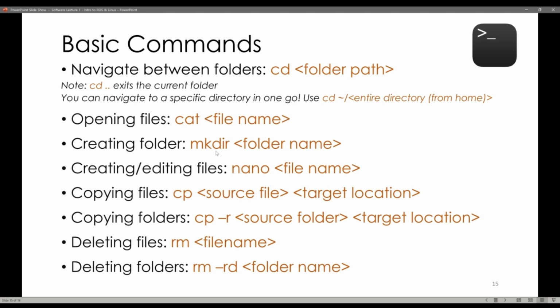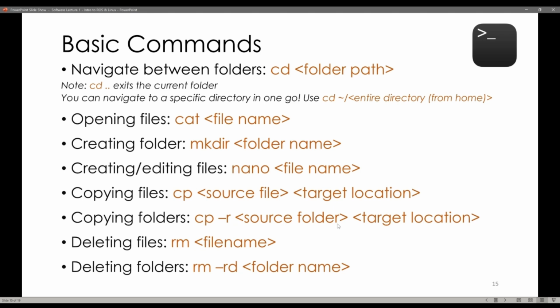You can create a folder using make directory, or mkdir. You can use nano, as we saw, to create and edit files. You can copy files using cp. So then you specify what your source file is, and then you specify the location that you want to copy the file to. You can also move files. So mv, I think we covered that in the example. You can then move the file into the target location as well.